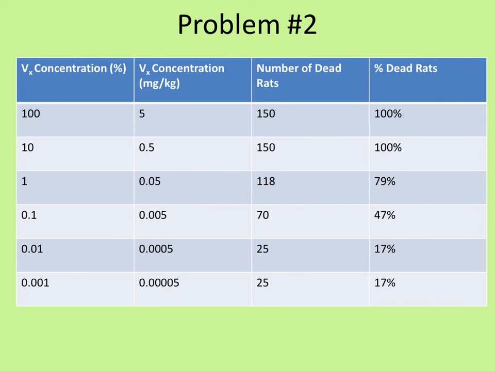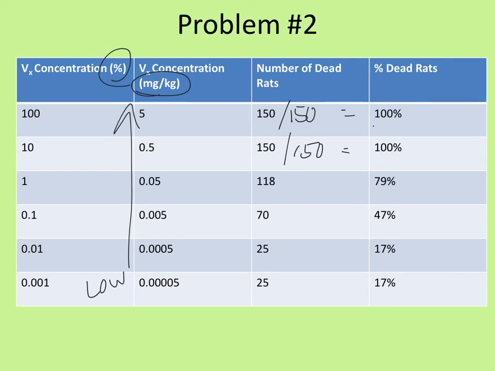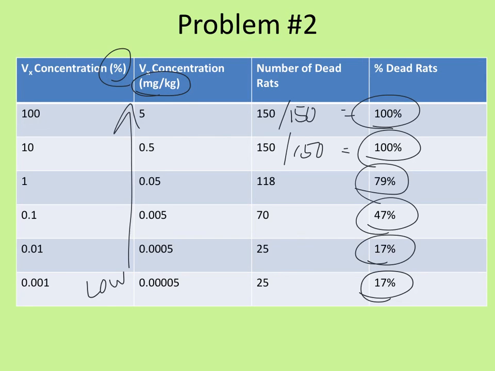All right, so here again are the concentrations, starting from low to high. We're dealing with percents and milligrams per kilogram. Again, everything was out of 150, so to get the percent, you divide by 150 and times by 100. So we have 100% dead, 100% dead, and these are the other ones. I rounded them so they weren't perfect: 17, 47, 79, and then 100s.